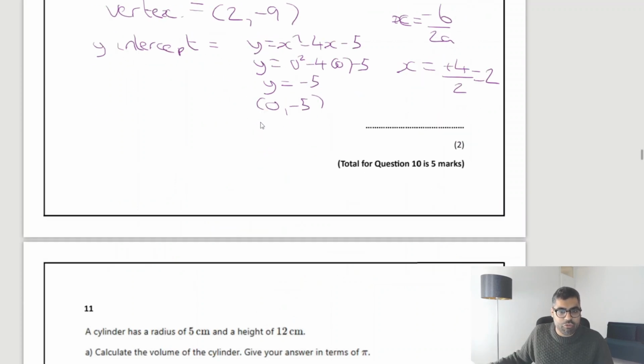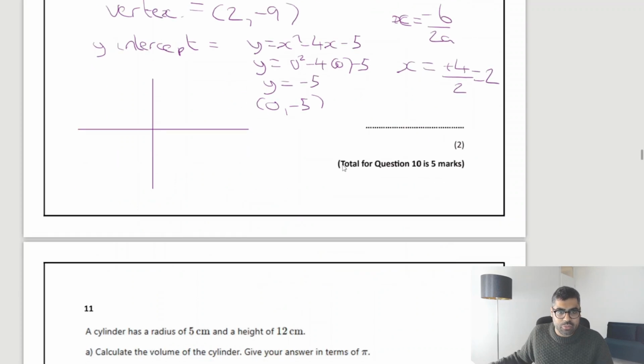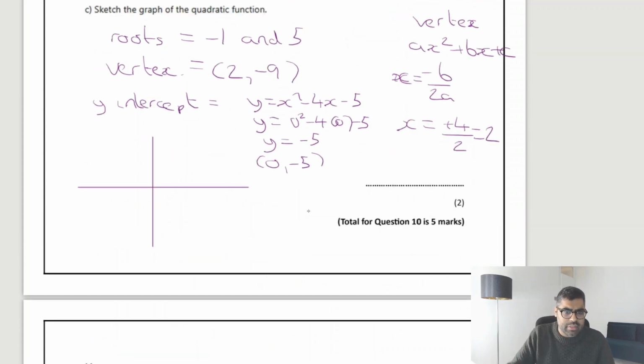Let's see if I can find some room to sketch this out. I'm going to sketch this out over here. So let me just draw out a graph. We've got all the information that we need. We know it's going to be a normal quadratic curve simply because there's not a minus before the x squared. So we have roots. Let's mark them out. We're going to have roots here. Let's call this minus 1. Let's call this 5. It doesn't have to be completely accurate. They've asked for a sketch. They're looking really to make sure that we can plot all our points out correctly.